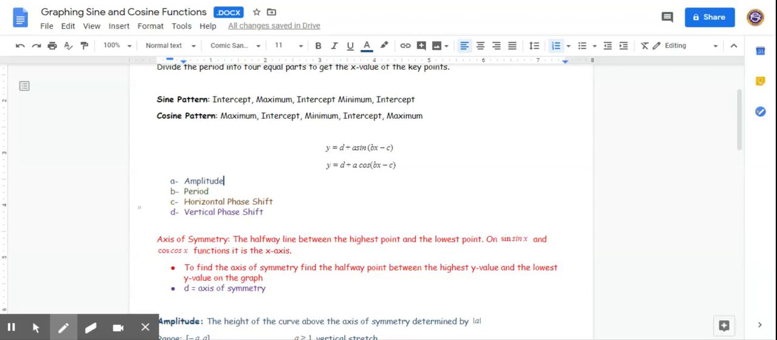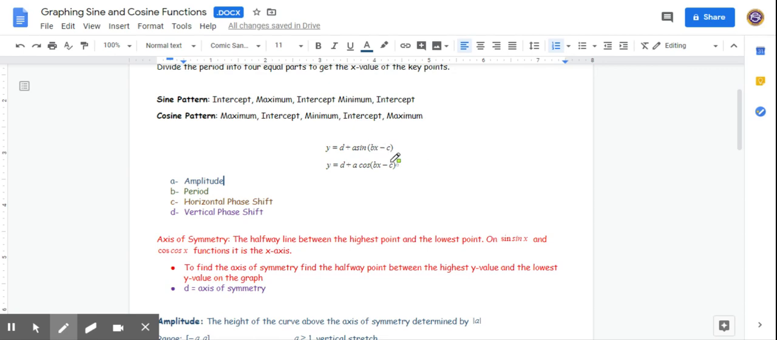When graphing the sine and cosine functions, we have to start with the equation. So this is what the sine equation would look like. This is what the cosine equation would look like, except all of the letters, except for x and y, are going to have some number in there. So D, A, B, and C will all have a numerical value.